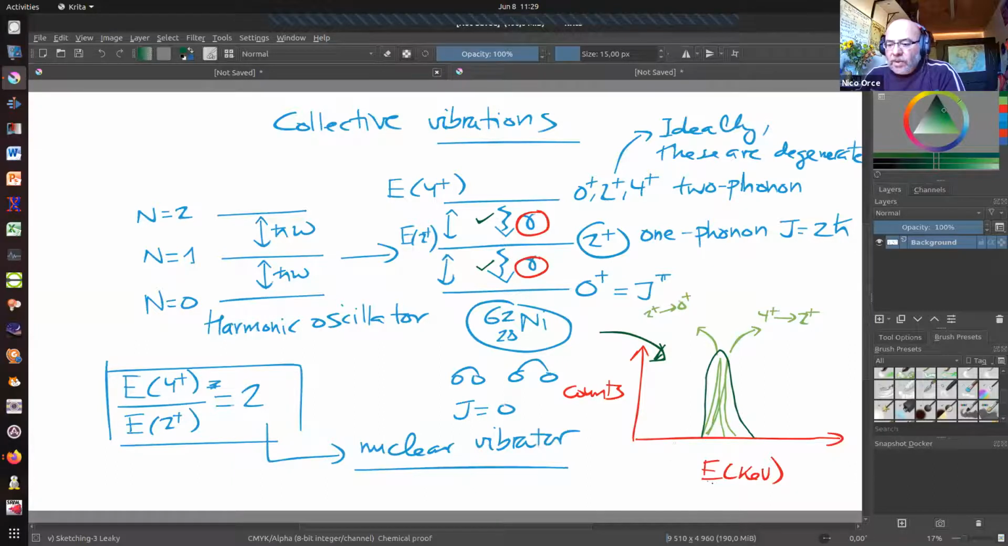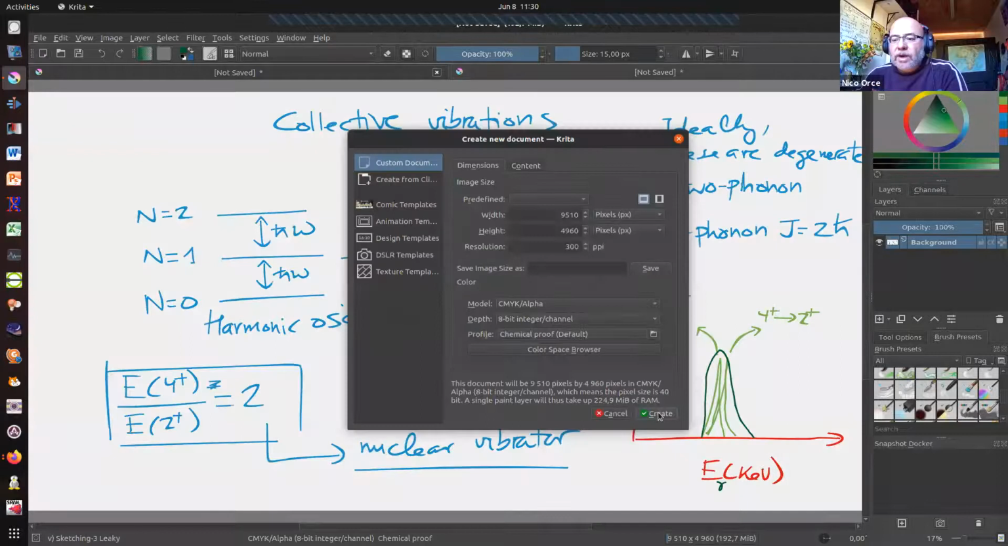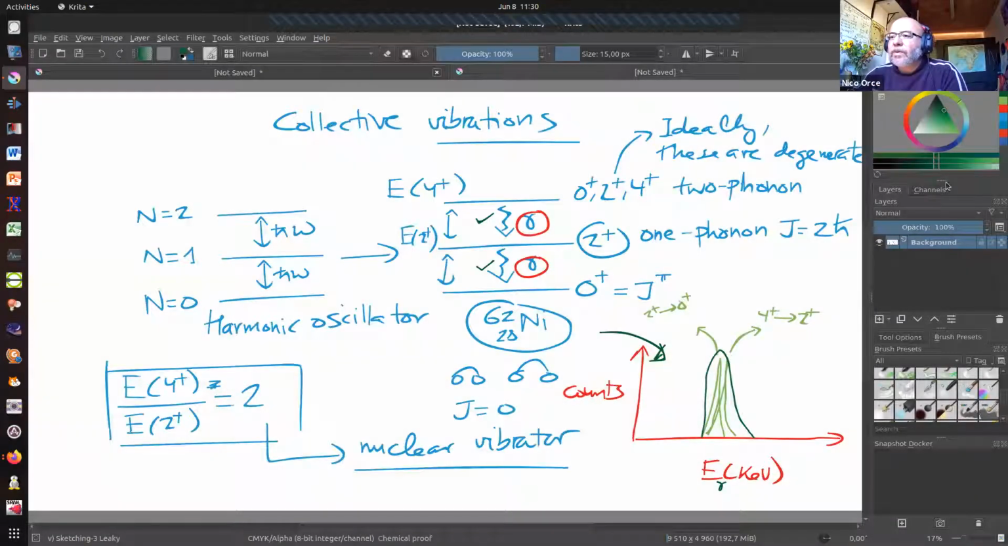So here we always have the energy of the gamma ray. This is what we detect in our spectrum, right? So similar gamma ray energies for the nuclear vibrator. If we see this happening, this will be a clear case that we have a collective vibration. All right. So this arises, as we know already, from the harmonic oscillator.